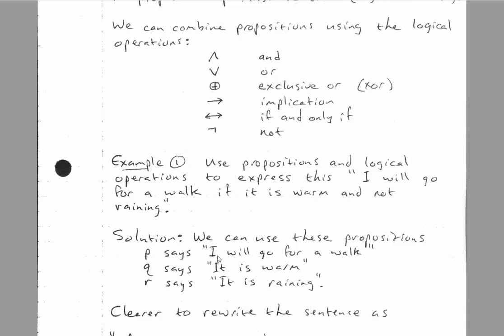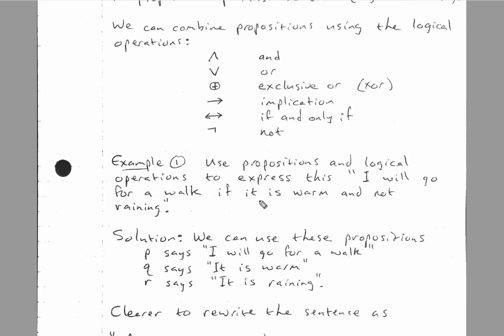Well, first we need the propositions. We're just breaking up the clauses here. P: I will go for a walk. That's a statement, it's going to be true or false. And then these two statements are talking about the weather. Q says it is warm. R says it is raining. Okay, so these are good propositions. They're either true or false.